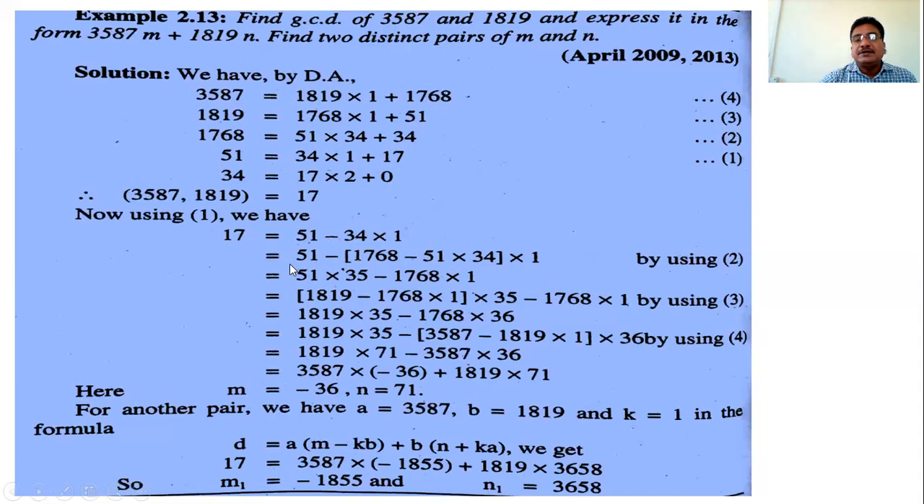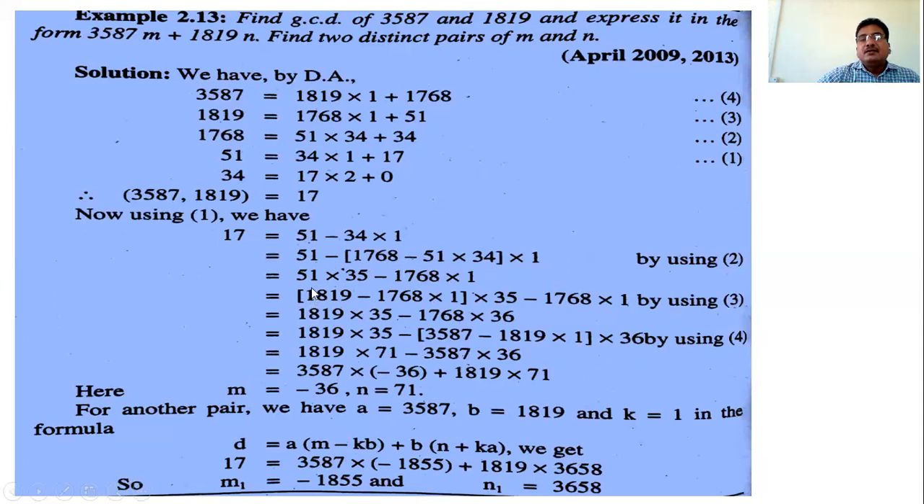So write one more equation here. We have 51 minus 1768 into 1, plus 51 into 34. Then 51 into 1 plus 51 into 34 becomes 51 into 35, because if we take 51 common, then we have 1 plus 34, which means 35. Okay, minus 1768 into 1 as it is.